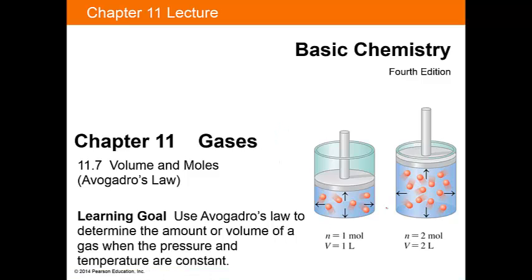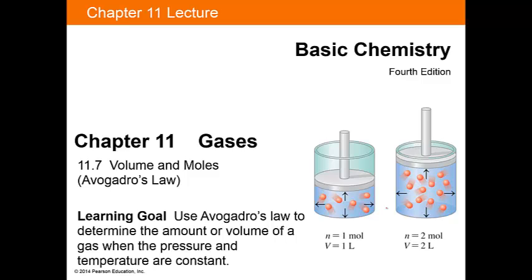All right, so here goes. 11.7 volume and moles. So it's going to be Avogadro's law. Remember, Avogadro's number is 6.022 times 10 to the 23rd. That equals 1 mole of something. So if I had 6.022 times 10 to the 23rd of me, that would equal 1 mole of me. Yeah, I know, a big mole, just saying.